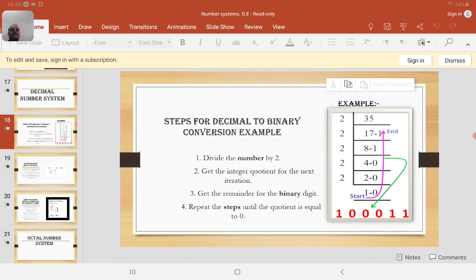So here we are writing that the resultant binary number is given like this. That means 10011 base 2. So like this we are writing. So this is the resultant conversion number.